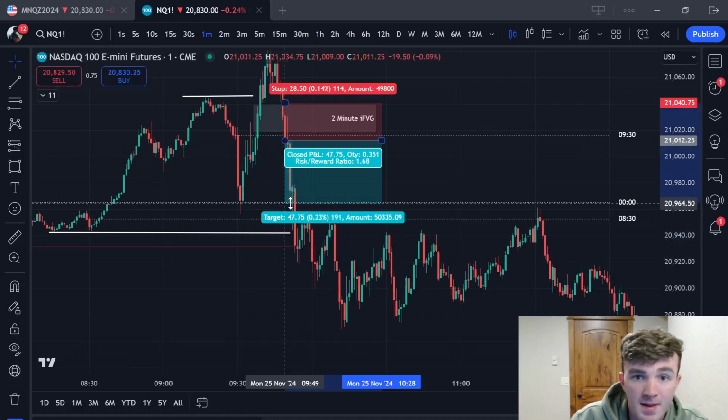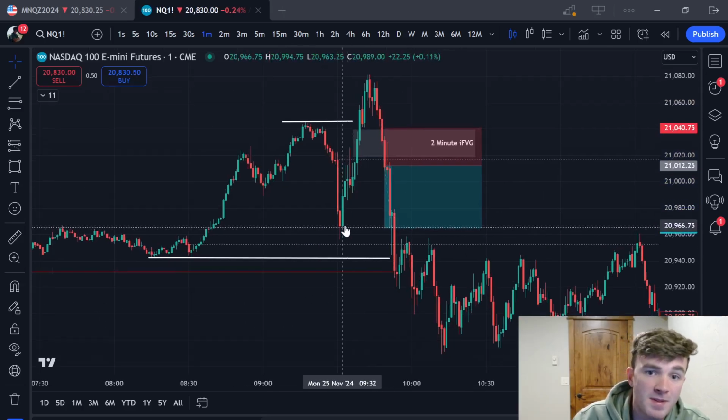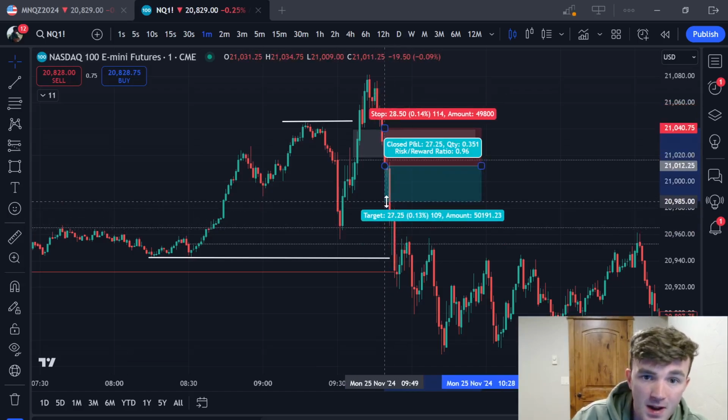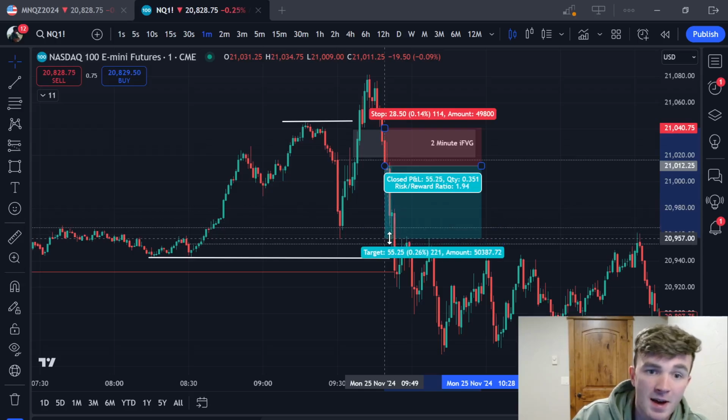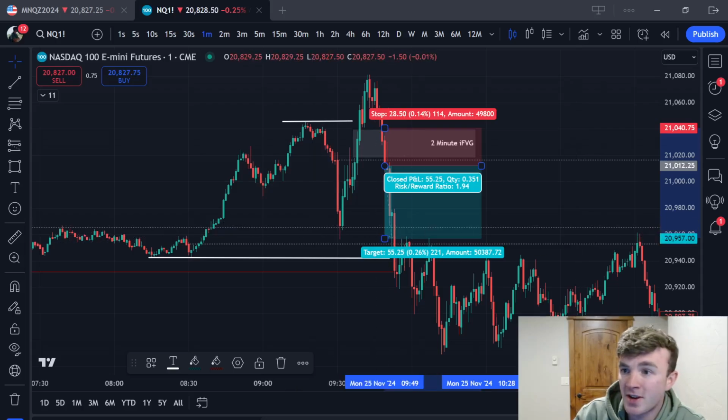My take profit would have been at midnight, just because it'd be very close to this draw on liquidity. That's not that good, so I'd probably take profit here for almost a 2-to-1. So really, really great trade. A lot of people took this.